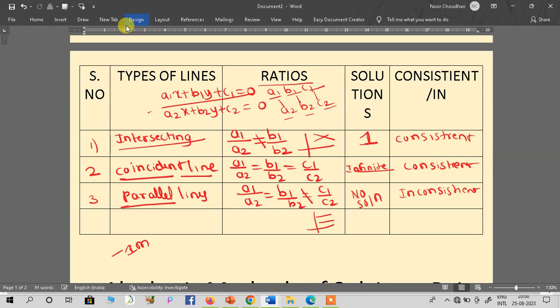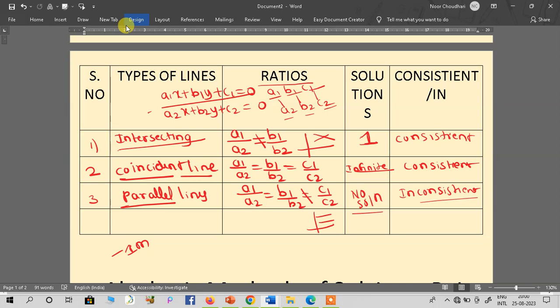So once again we have to discuss this table. Very important, you can be asked a question. Intersecting: a1 upon a2 not equal to b1 upon b2, one solution, consistent. Second, coincident lines: a1 upon a2 equal to b1 upon b2 equal to c1 upon c2, infinite solutions, consistent. Third is parallel lines: a1 upon a2 equal to b1 upon b2 not equal to c1 upon c2, no solution, inconsistent. If you remember all these things, we can easily solve all examples.